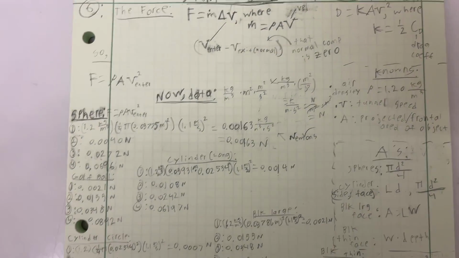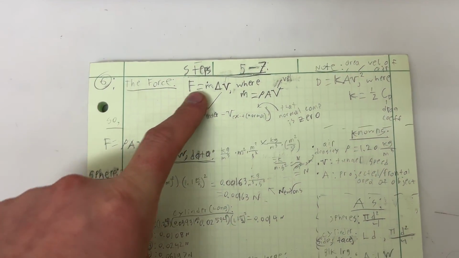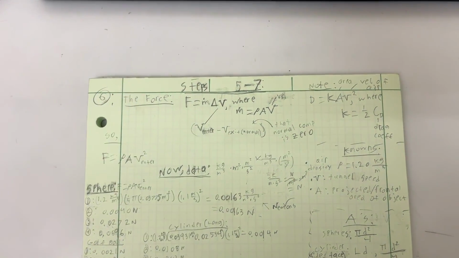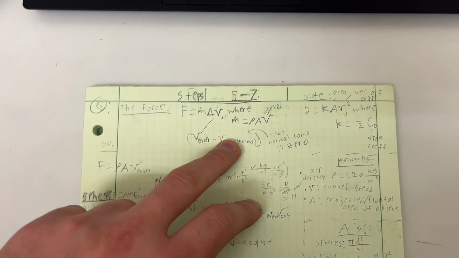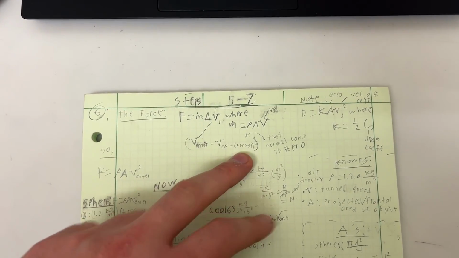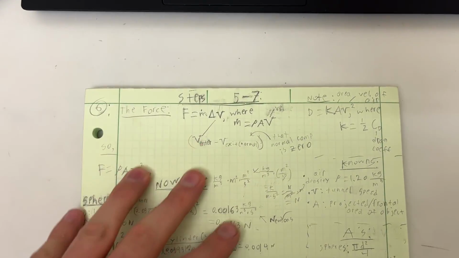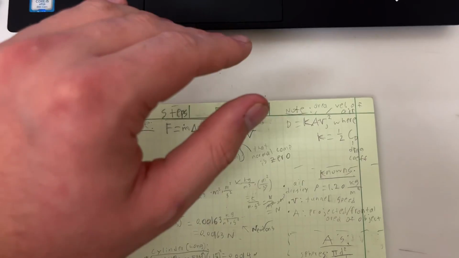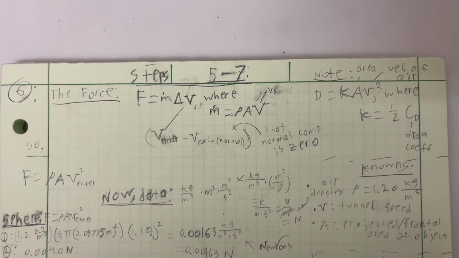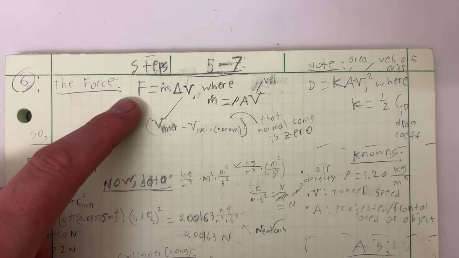6. So I found that the force is equal to the mass flow times the change in velocity, where the change in velocity is the entrance velocity minus the exit velocity, which is normal to the face of the profile that is hanging in the wind tunnel. So the wind comes in and hits the profile normal, and then the drag force is calculated that way. So this is drag force.